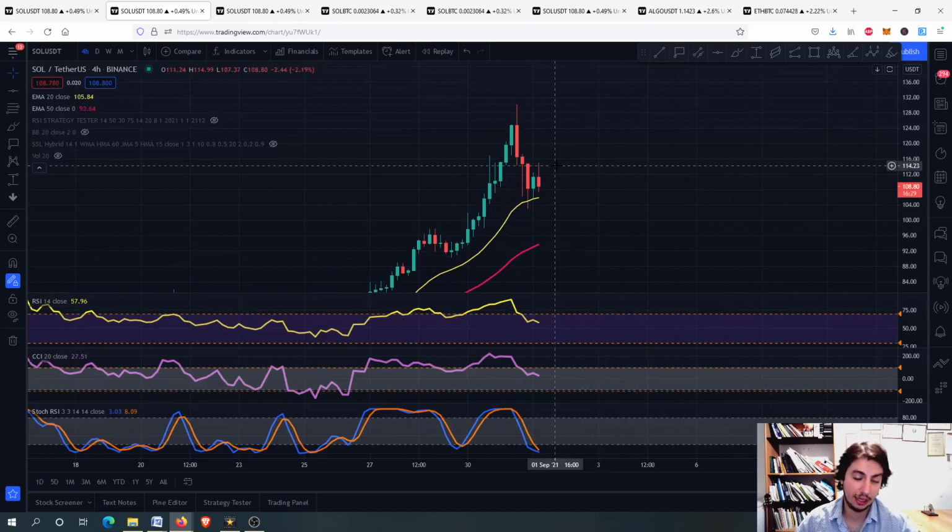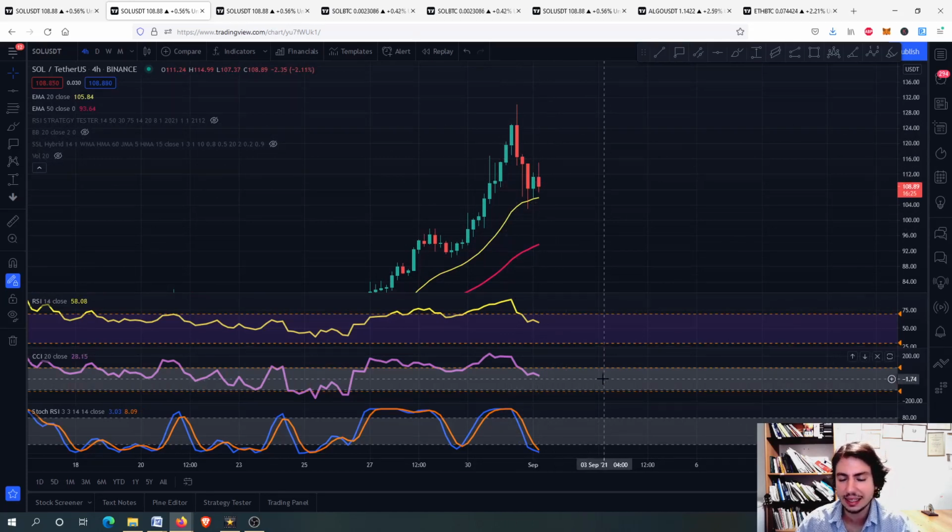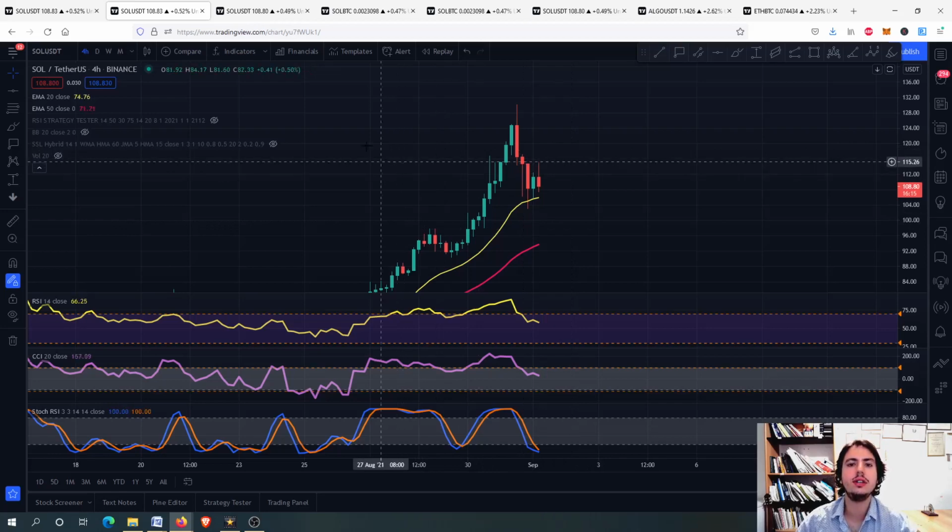Because I do not say that this is the end of the impulsive wave, but in case it is, then the stochastic RSI will just give us a small swing high and then we drop down again. Okay, so we have to be careful and wait till the confirmation.